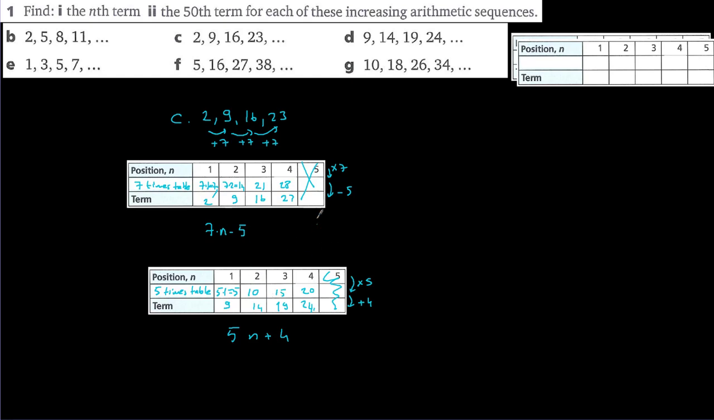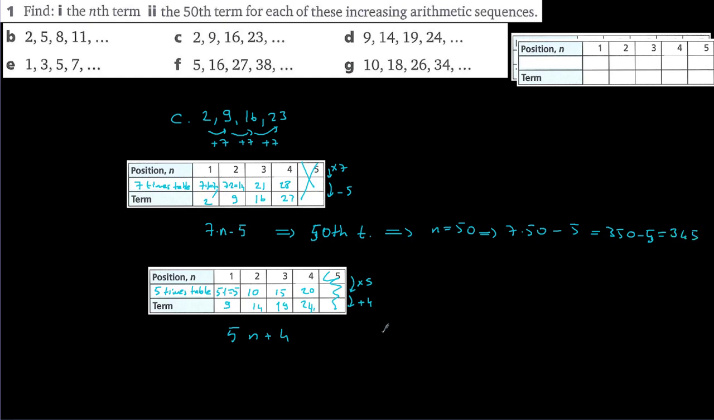Sorry, I forgot to find the 50th term for both questions. For the first, n is equal to 50, so it's 7 times 50 minus 5, which is 350 minus 5, that's equal to 345.